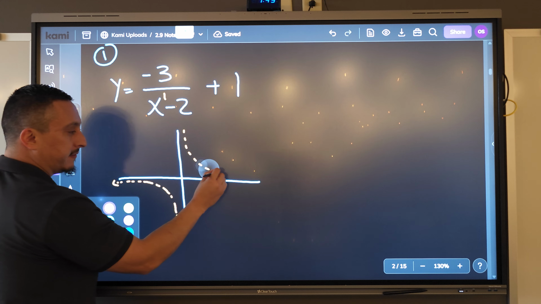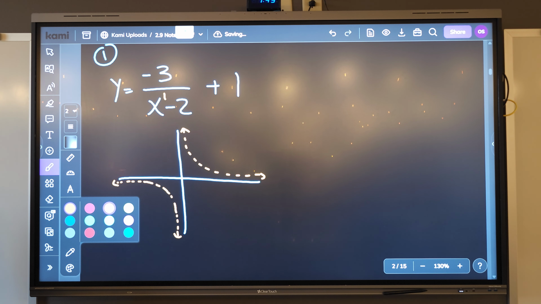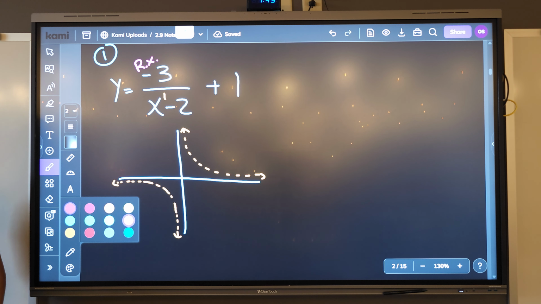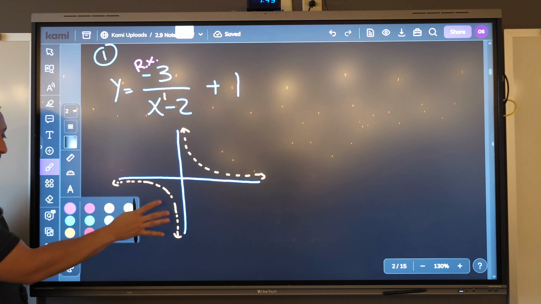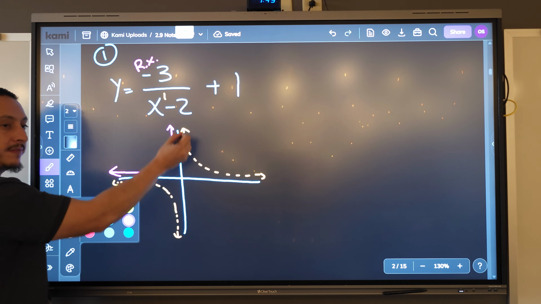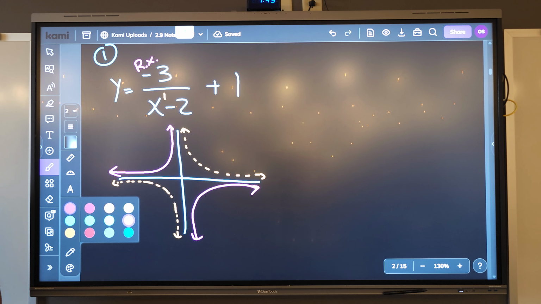But we have a negative in the front. So what does the negative do? It reflects it, right? It flips it, a reflection over the x. So can you picture how that would look if you flip it? What you do is you just flip one at a time. Just flip this one, and then just flip that one. Does that make sense? We're good? Any questions?